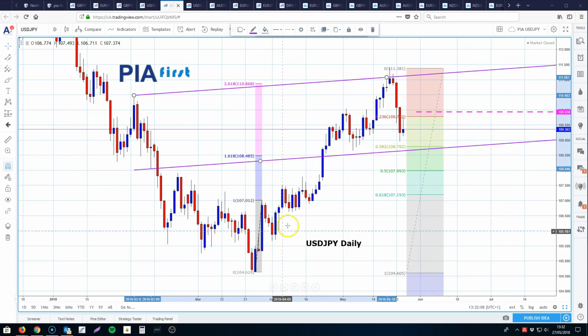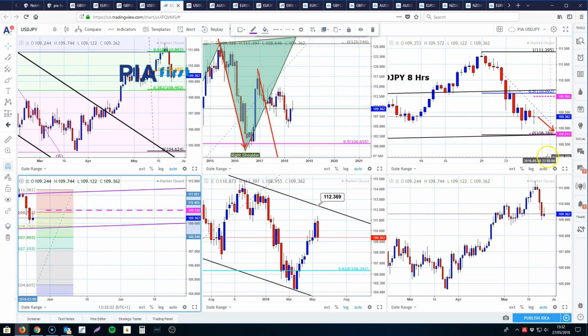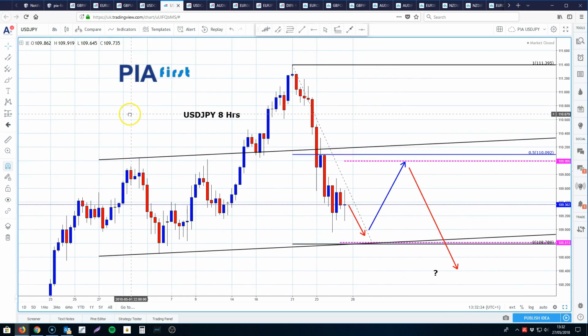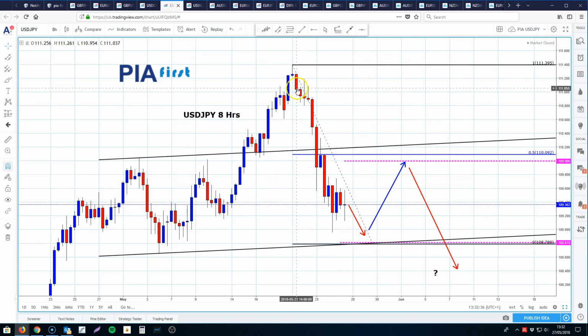So in other words, this being the impulse wave, this being AB, this being CD, and then this being A to B, this being B to C, and then this being CD to the downside. And that's better explained actually on the 8-hour chart. So 108.79 being support, a bounce off here, potentially moving up to what is now resistance, and then making this head and shoulders formation for a bigger correction to the downside.